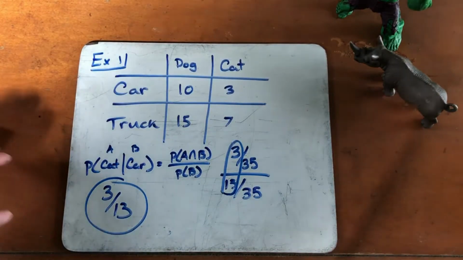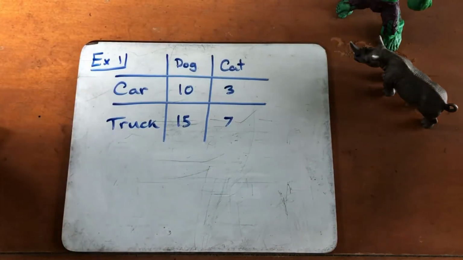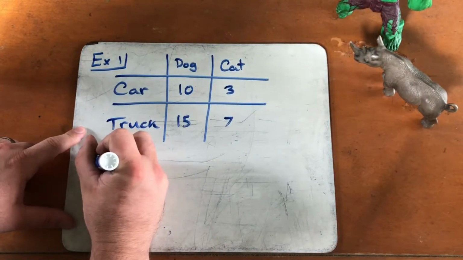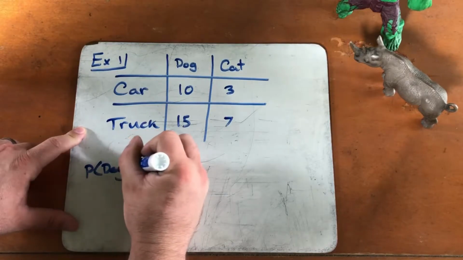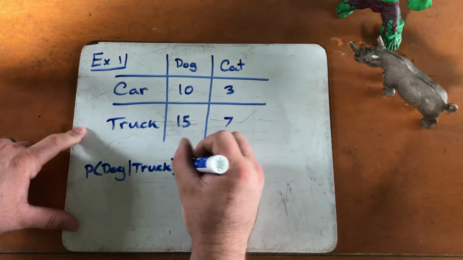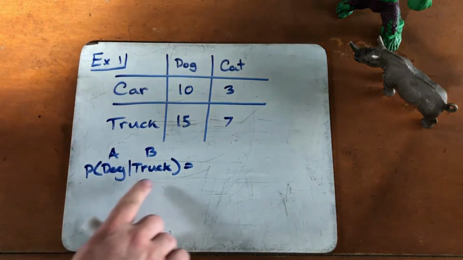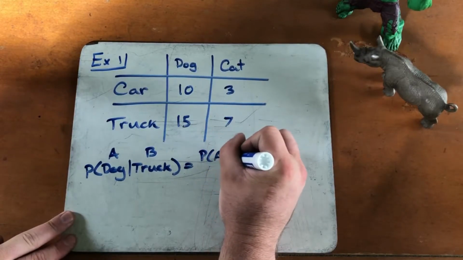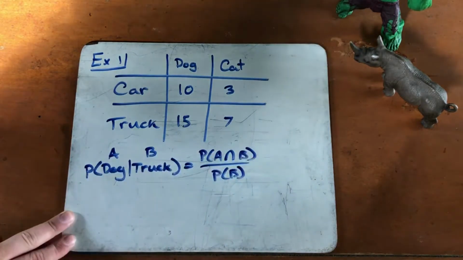The next example, once again, I'm using the same two-way table. This time we want to find the probability that someone owns a dog given that they own a truck. We'll call this event A, this event B. So choosing a dog is event A, choosing a truck is event B. We're doing the probability of A intersection B over the probability of B.